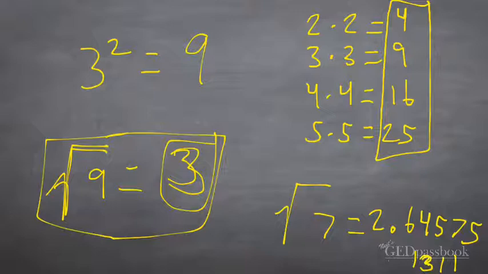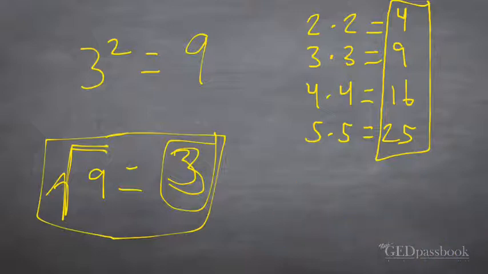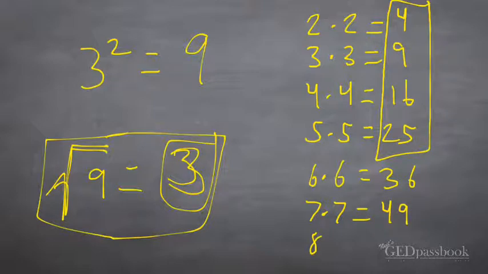So this list could go on forever. This list could literally go on for a long, long time. What's 6 times 6? 7 times 7? 8 times 8, this is the famous one that everyone always remembers. 64. 9 times 9?